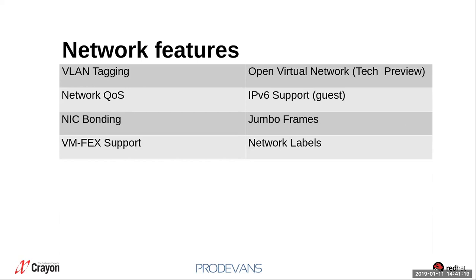Coming to the network features, it definitely has network features also. In the network features, it has VLAN tagging, network quality of service, NIC bonding, and VM flex support. These are the basic supports provided by RHEL. We can configure NIC bonding in simple RHEL OS, so this is also supported in virtualization.